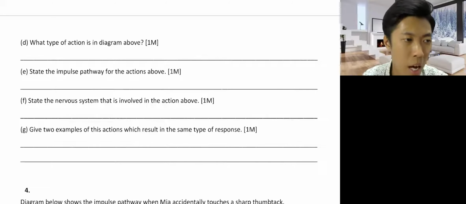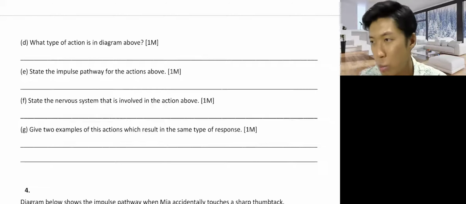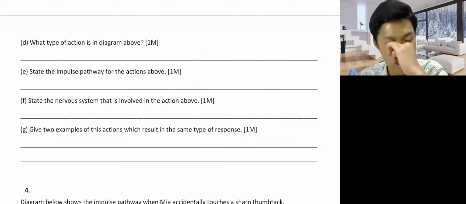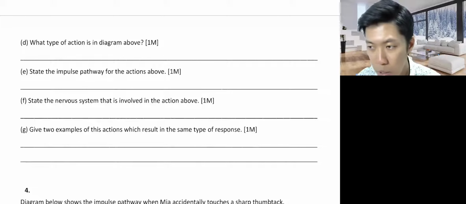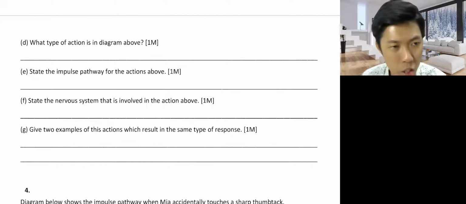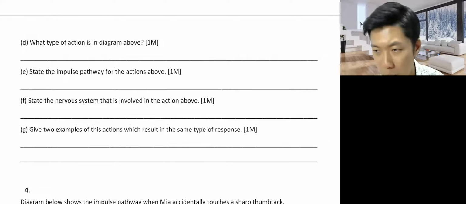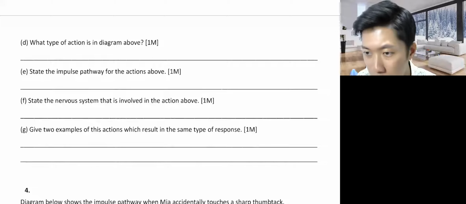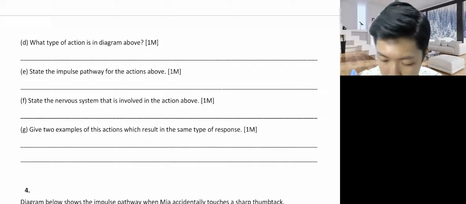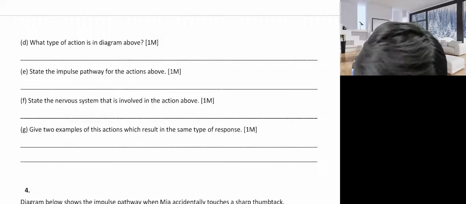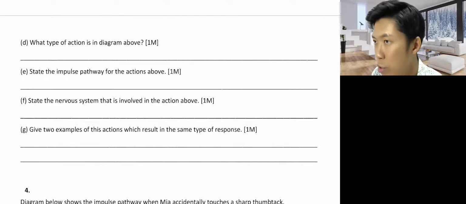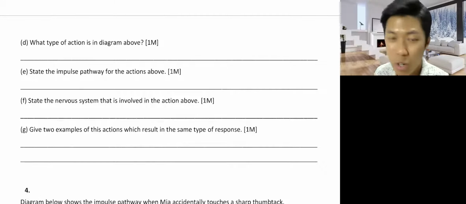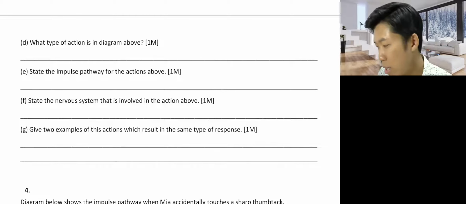Give 2 actions or two examples of this action that result in a type of response. I mean, give two more reflexes. Examples of reflex, like touching something hot, stepping on something sharp. Since we have knee jerk already, let's not use knee jerk again. Maybe let's go for touching something hot, or lifting up your leg when you step on a sharp object. Those are the common ones that you learn. So everyone, in your chat box, I have two examples for you, and those are very common examples that you should remember.